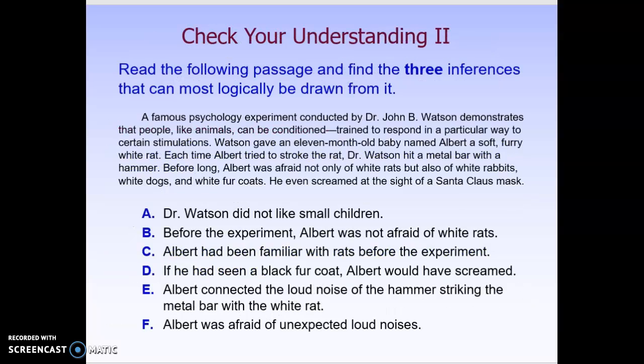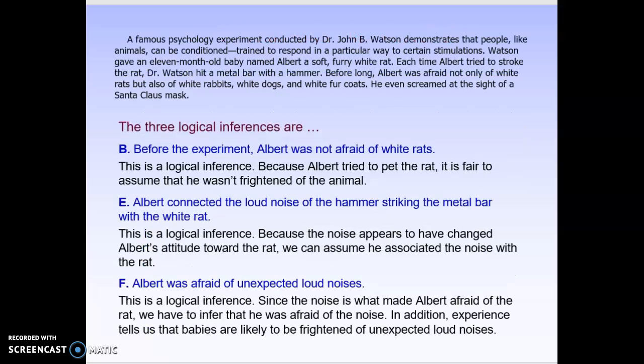Okay. Try this one. Pause it and find the three. Okay, so let's see how you did. B, E, and F are the logical inferences. B is because Albert tried to pet the rat, we can infer that he wasn't frightened. E, we can infer because the noise appears to have changed Albert's attitude. So we can infer that he associated the noise with the rat.